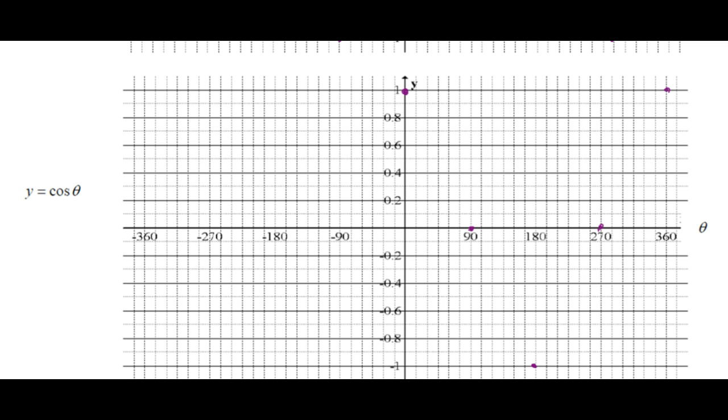And going the other way, if it starts at the top, it's got to head back down. So at 90, it's at 0. At 180, it's at -1. At 270, it's back to 0. And at 360, it's back to 1. And you want to sketch that. So you're just starting up here, dropping down smoothly.